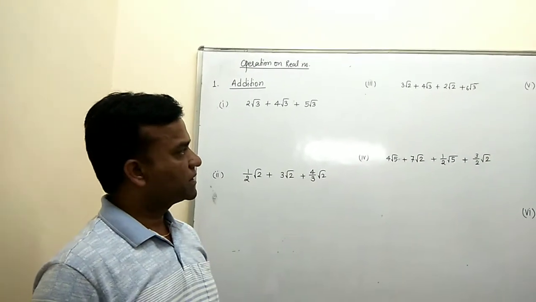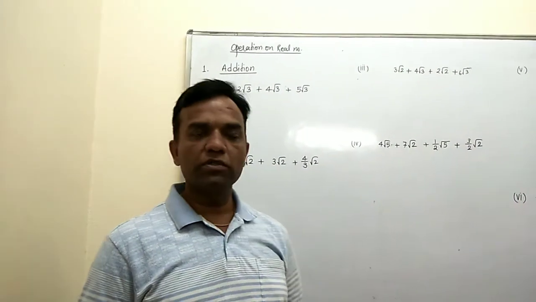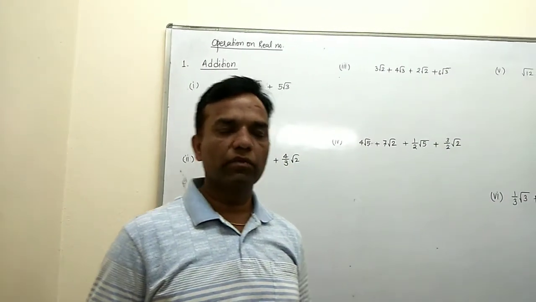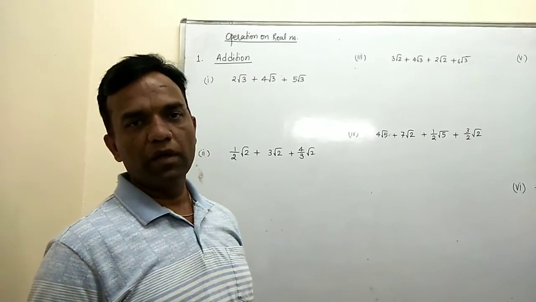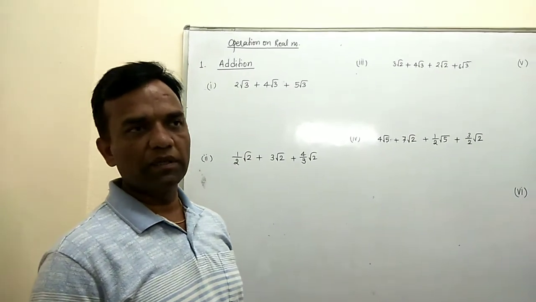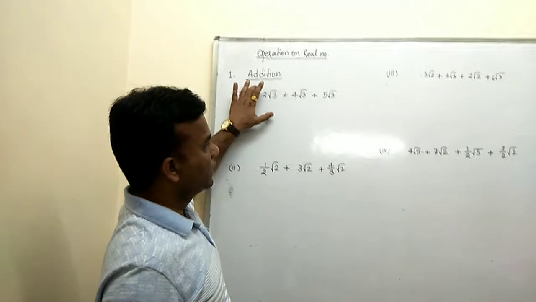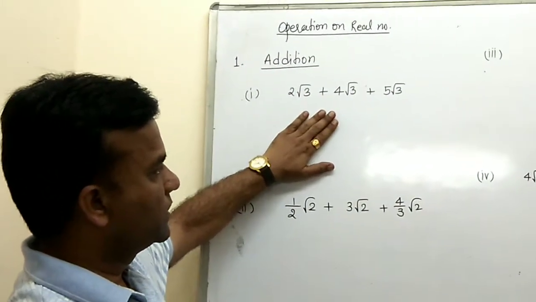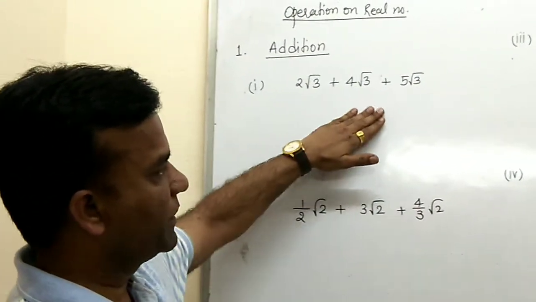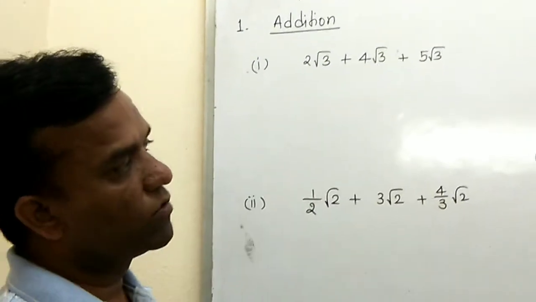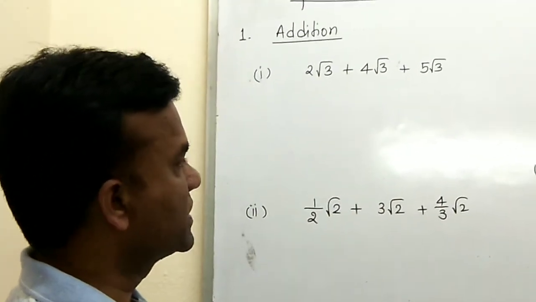Operation on real numbers. First we use the concept of addition, because there are four basic operations: addition, subtraction, multiplication and division, in which we start with addition. Sum of given numbers: as an example, here we illustrate how you add the given irrational numbers.